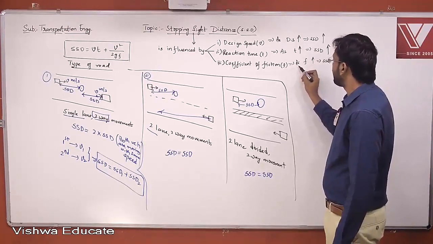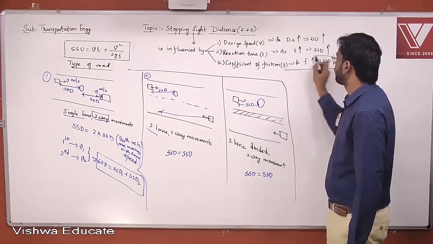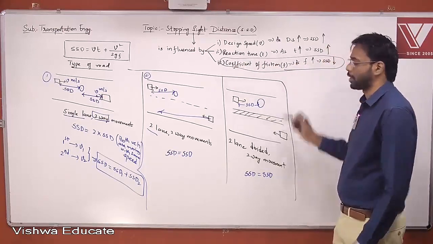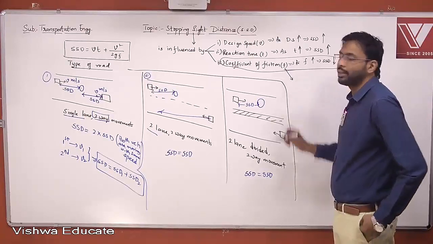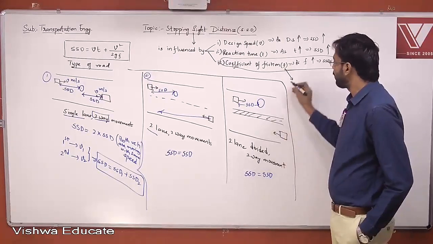Now let us look into detail about this coefficient of friction and what are the factors which are affecting this coefficient of friction. So this friction value is again dependent on the type of surface.